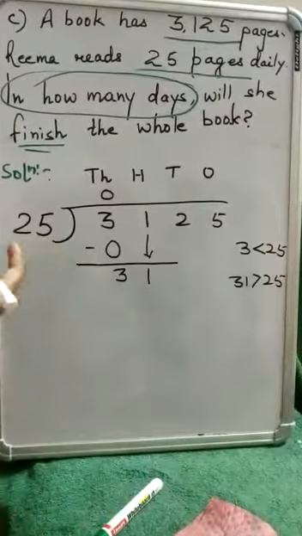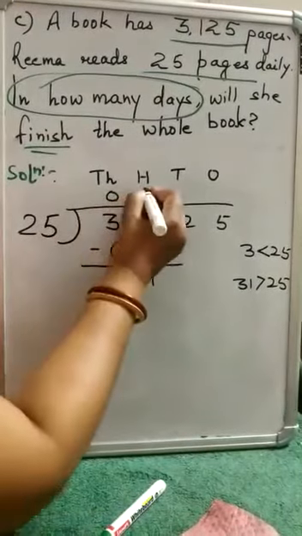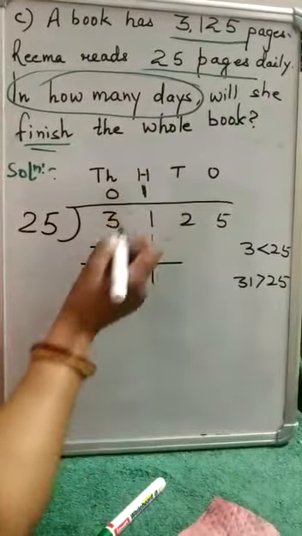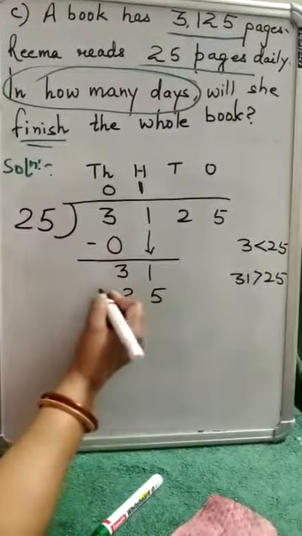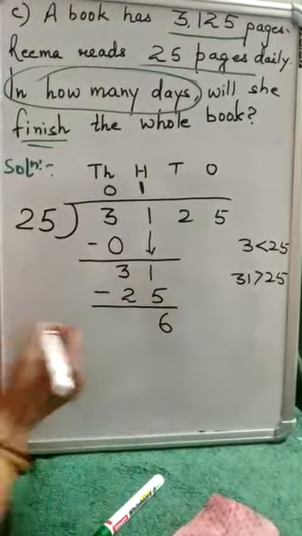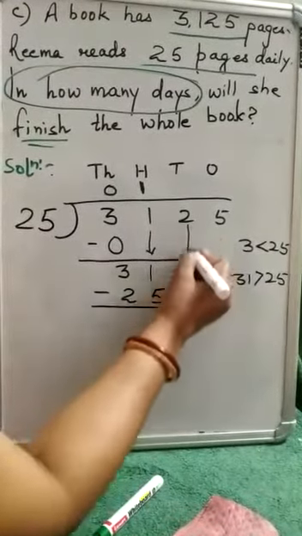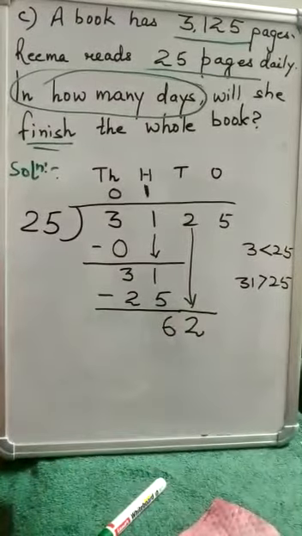Right? So I will use the multiplication table of 25. 1 times 25, I will write the 1 at the hundreds place. So 1 times 25 is 25. I will subtract 31 minus 25, which is 6, correct? Now, next step, I will put down this 2 tens along with the 600. Now it becomes 62 tens.